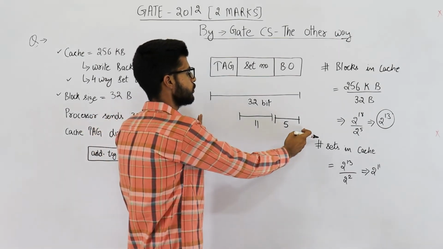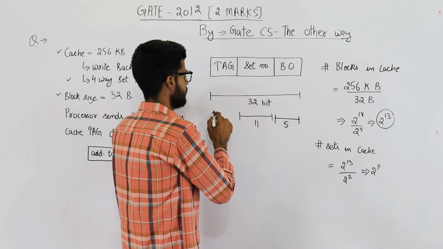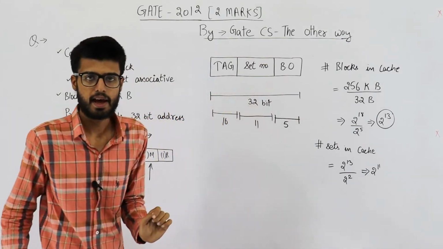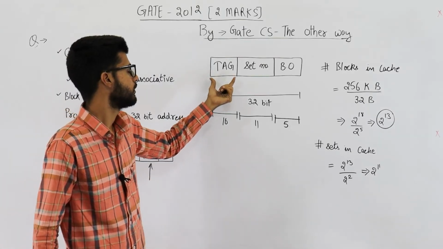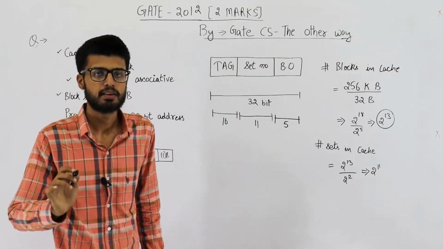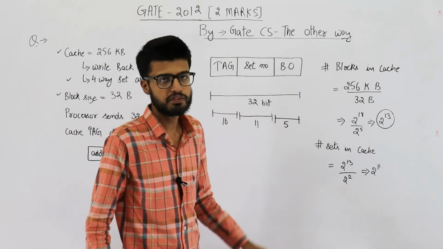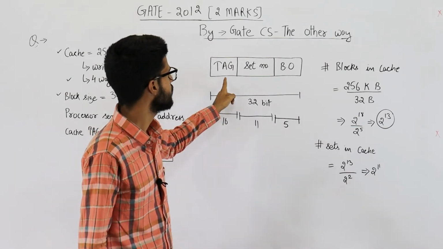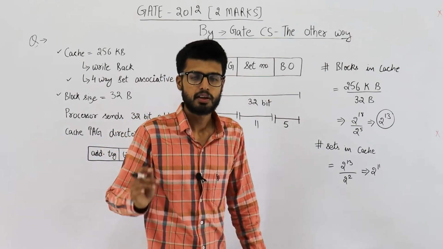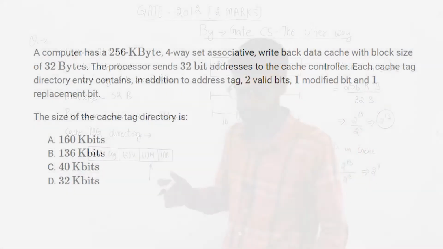Now total is 32 bits. From 32, you subtract 11 plus 5. And obviously, you will be left with the tag field bits. That means tag will require 16 bits. Answer to part A is 16 bits. And the split for the physical address is 16 bits for tag, 11 bits for set number, 5 bits for block offset. Now we'll just see the second part of this question.